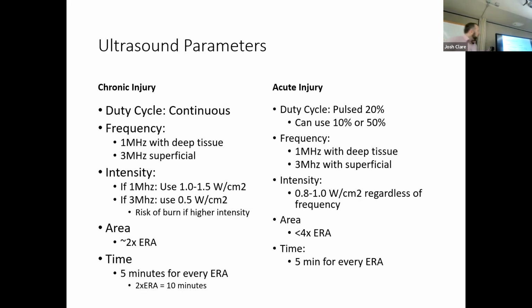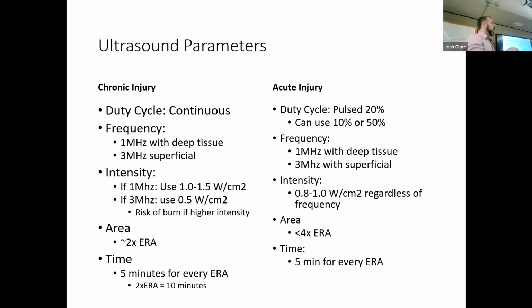So our parameters for this, I broke this into chronic injuries or acute injuries. Chronic injuries, we want the thermal effect. We want to set it into continuous. Our next decision is how deep is this tissue? A little bit easier than our laser parameters. We just have to figure out, is this superficial or deep? It's kind of binary, superficial or deep, yes or no. It's pretty easy.